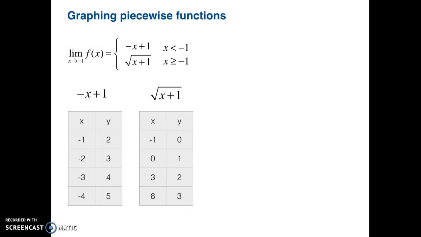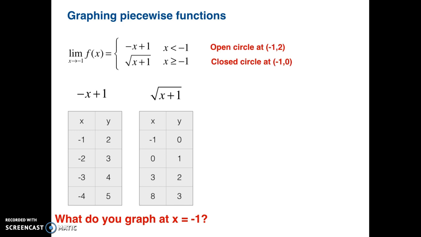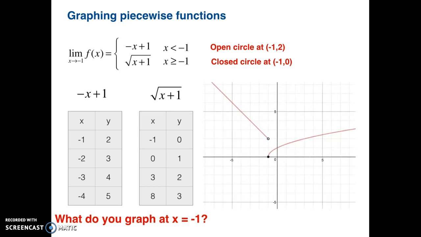Plugged in the values. Then we have to decide, what do you graph at x equals negative 1? I know I have an open circle at (-1, 2) because of the less than symbol, and I know I have a closed circle at (-1, 0) because of the greater than or equal to symbol. So when I graph this function, the limit as x approaches negative 1 of f of x does not exist because it is approaching different values from the left side of the function and the right side of the function.